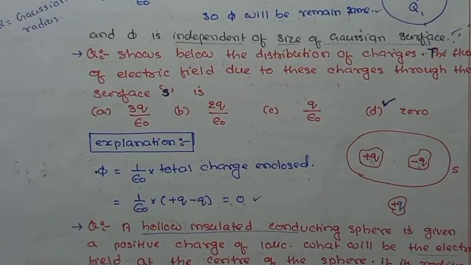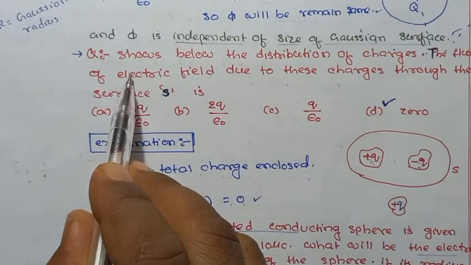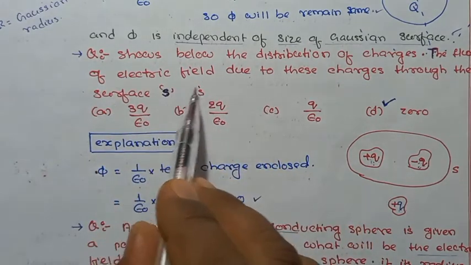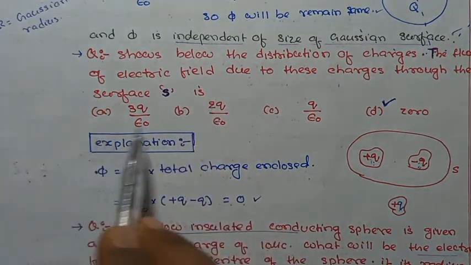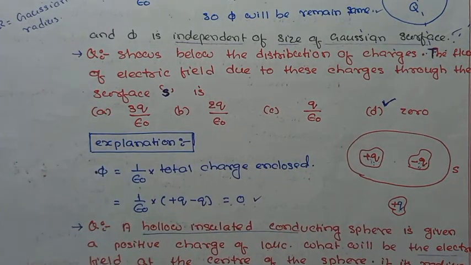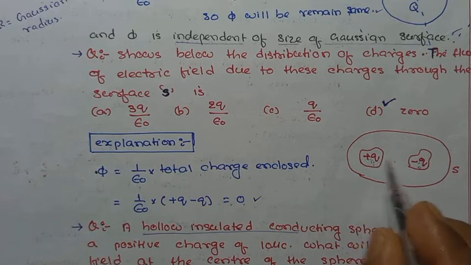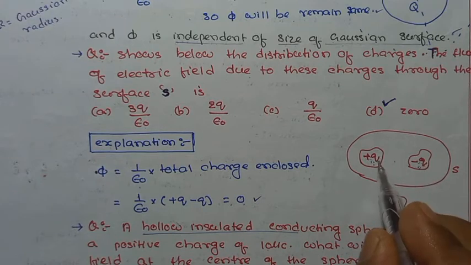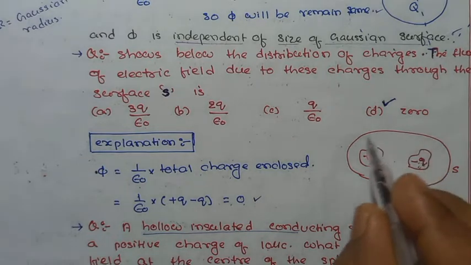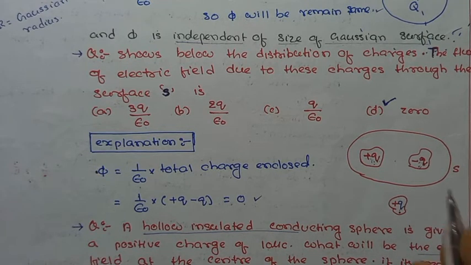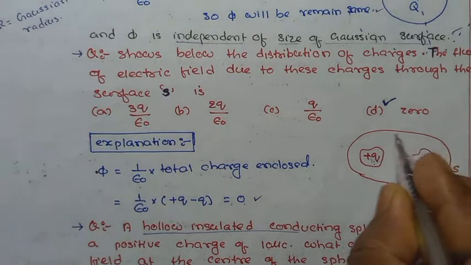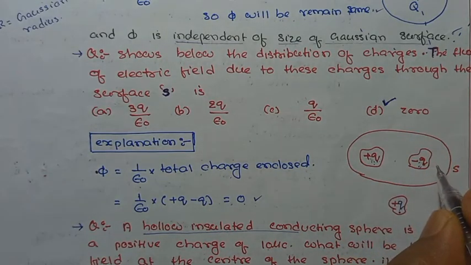Now next question. This question shows the below distribution of charge. The flux of the electric field due to this charge through the surface is, option A, B, C, D given. In this question, these charges are given. These two charges plus q and minus q are inside the surface, and this plus q is outside the surface. So from the Gauss theorem, the total electric flux coming out from the closed surface is equal to 1 by epsilon 0 times the total charge enclosed.